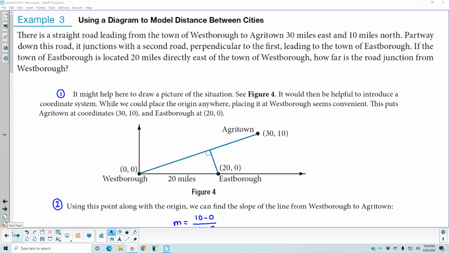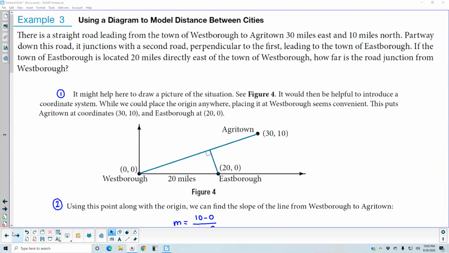In example 3, using a diagram to model distance between cities. There is a straight road leading from the town of Westboro to Agratown, 30 miles east and 10 miles north. Partway down this road, it junctions with a second road perpendicular to the first, leading to the town of Eastboro.